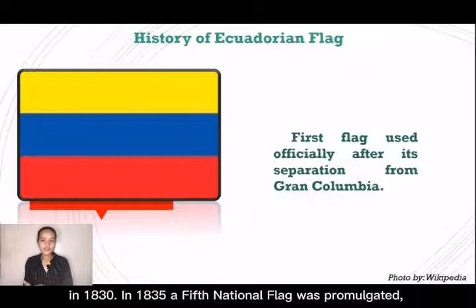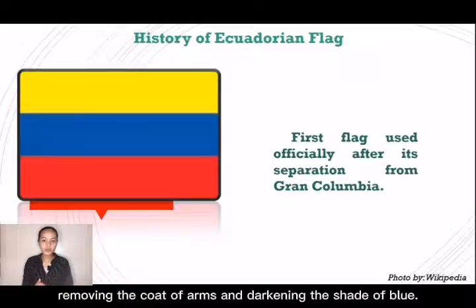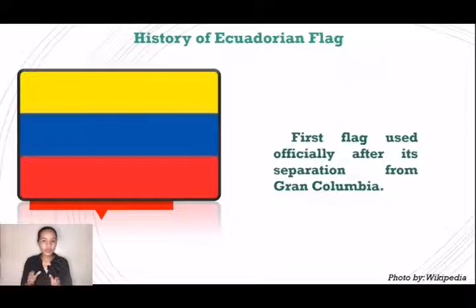In 1835, a fifth national flag was promulgated, removing the coat of arms and darkening the shade of blue. Here is where we find the origin of today's Ecuadorian flag and why it is so similar to the Colombian and Venezuelan flags. This is the first flag used officially by Ecuador after its separation from Gran Colombia.